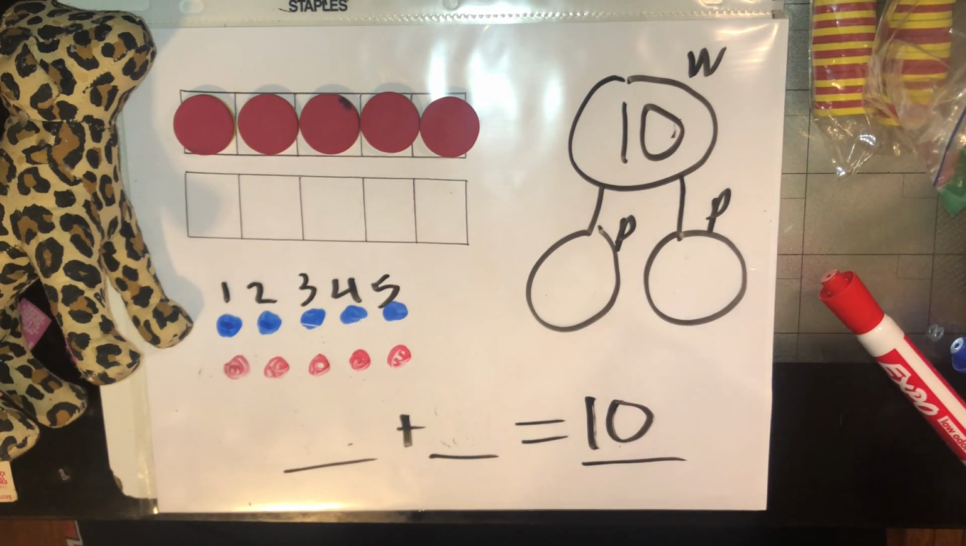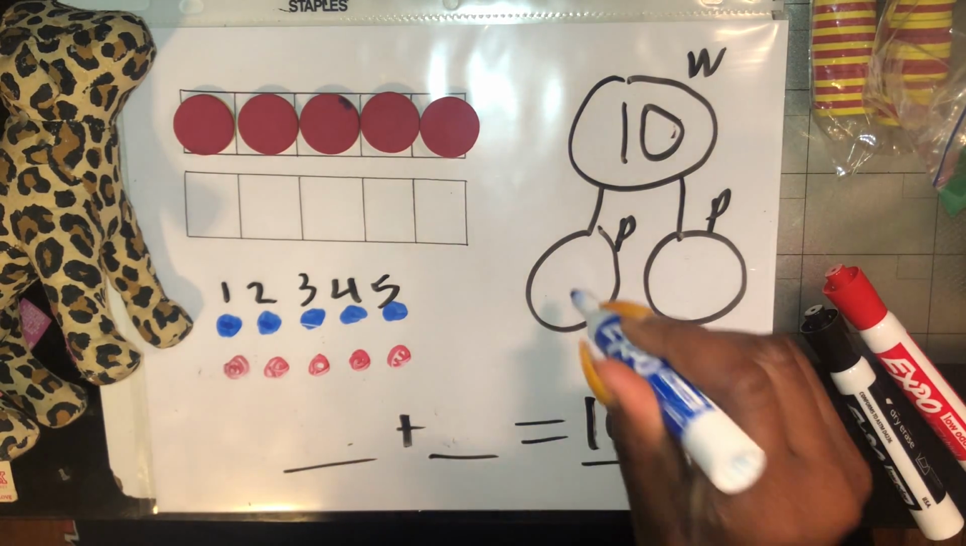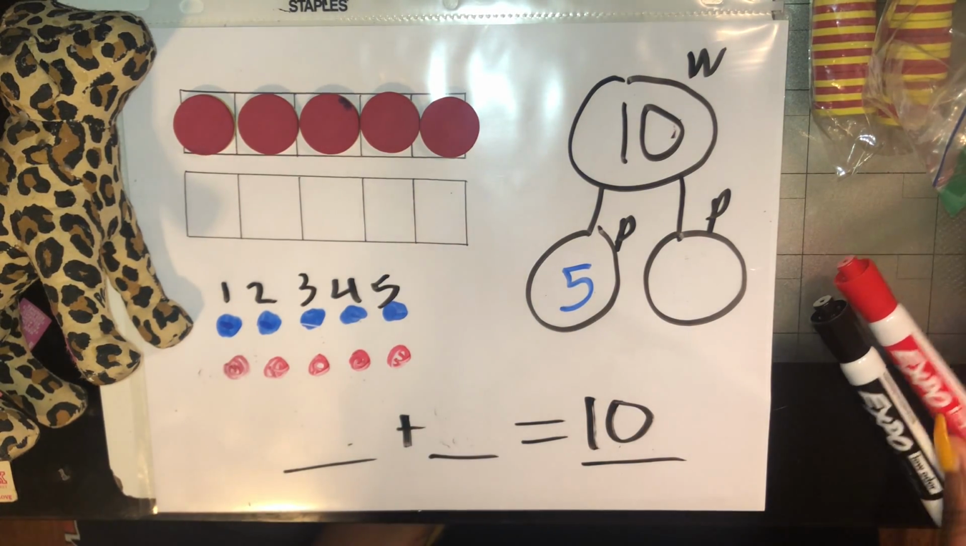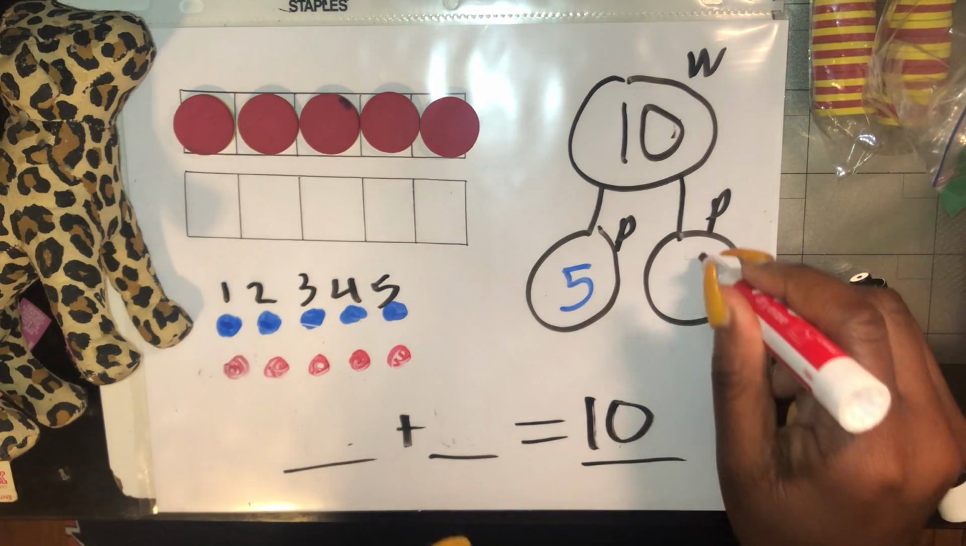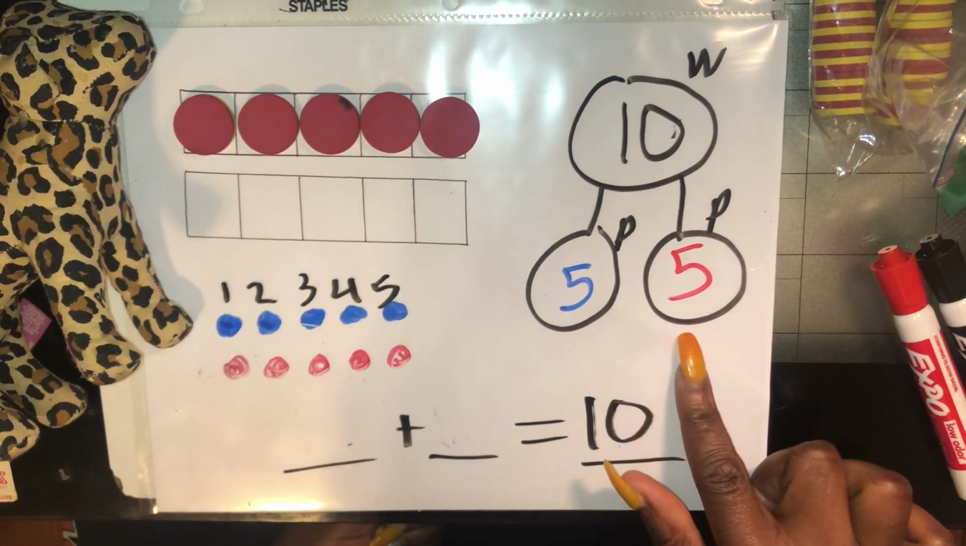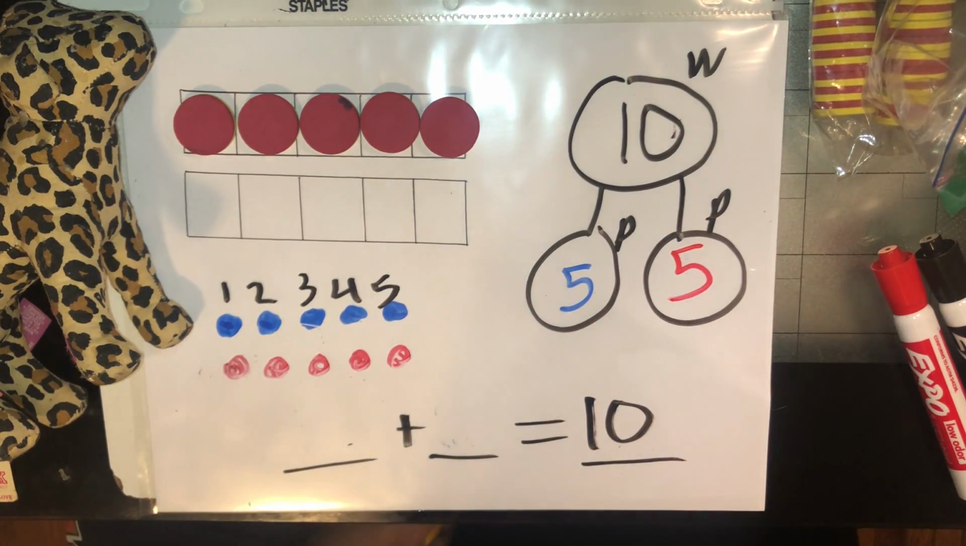Watch how I do my number bond. So I have, how many do I have that are blue? I have 5 that are blue. And then how many more did I draw that was red? I drew 5 more that are red. And we all know that 5 plus 5 equals 10. So I had 5 dots. I drew 5 more to make 10.